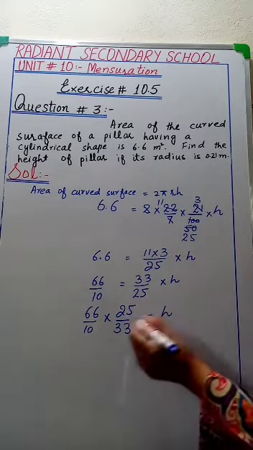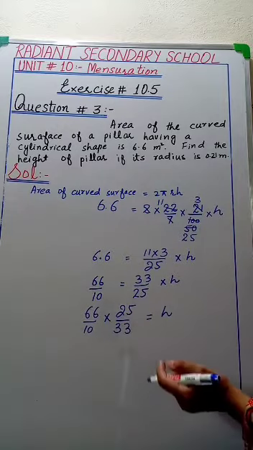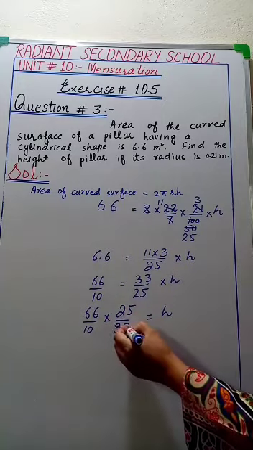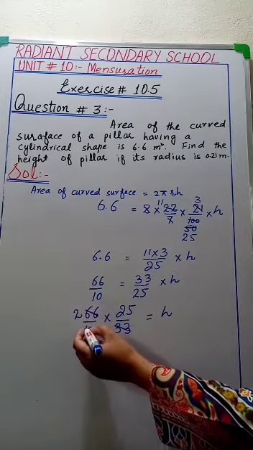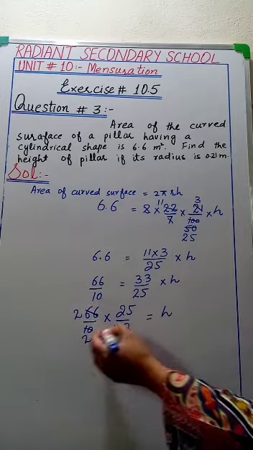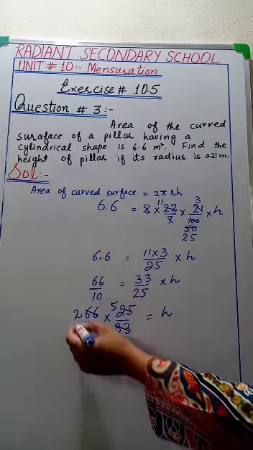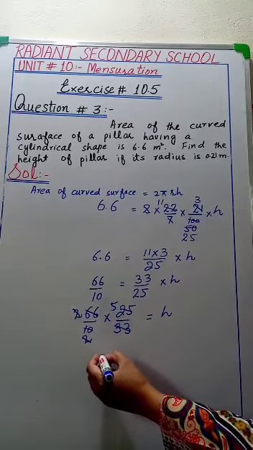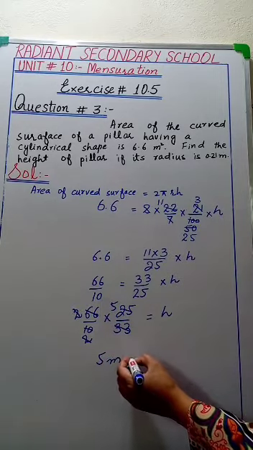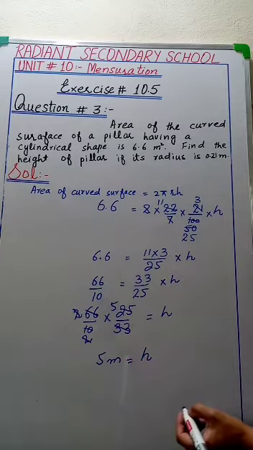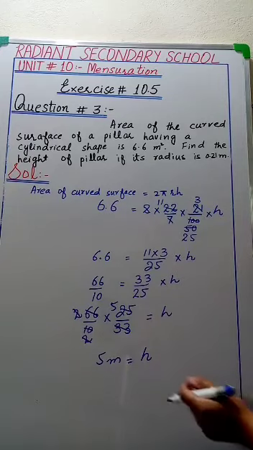So h is equal to 66 over 10 multiplied with 25/33. Now simplify. 33 ones are 33, 33 twos are 66, 5 twos are 10, 5 fives are 25, 2 will be cancelled by 2. Now at the end you are left with height, that is equal to 5 meter. It means the height of this pillar is equal to 5 meter.